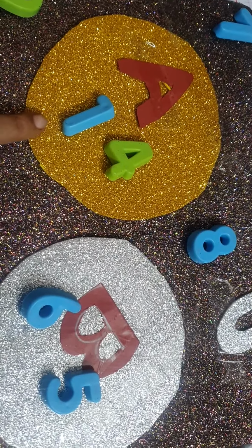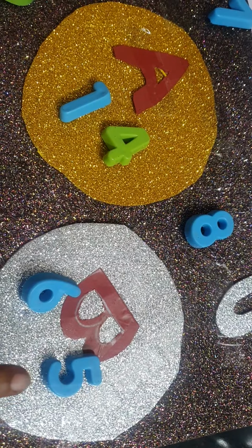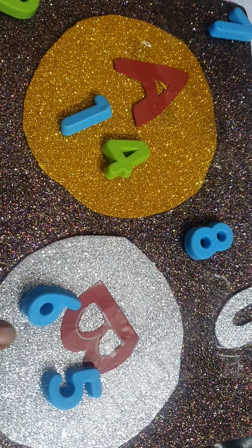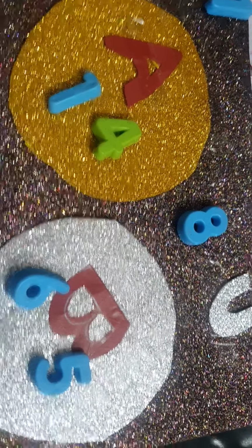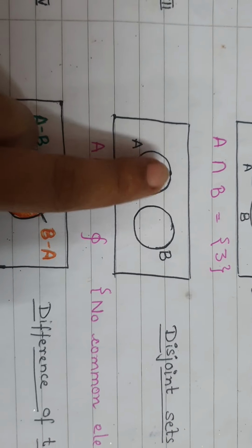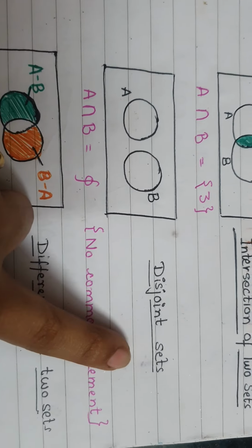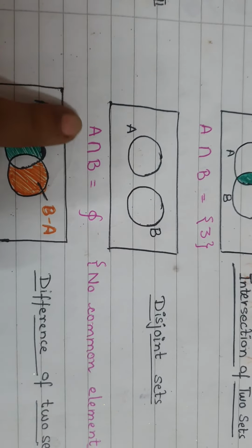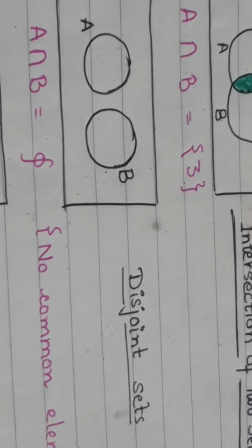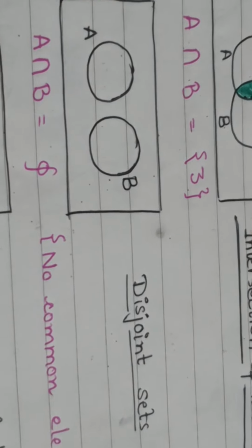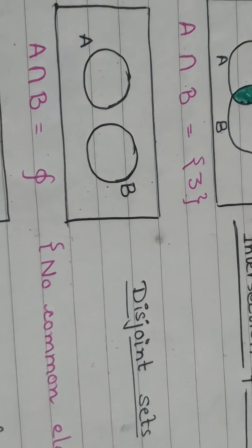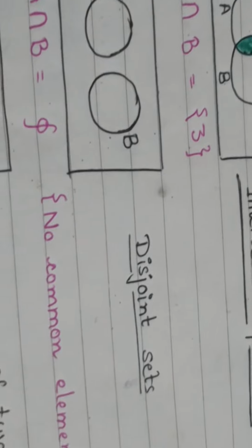For example, if we have 1 and 4 in set A and 6 and 5 in set B, which means there is no common element in between, then this type of sets is what? Disjoint set. We will represent it like this. Two sets without common element is called disjoint sets, and we will discuss this thing later when we discuss intersection. So this is my first operation on set, which is disjoint sets. If we don't have any common element, it is represented by this figure, and we can write it as no common elements.